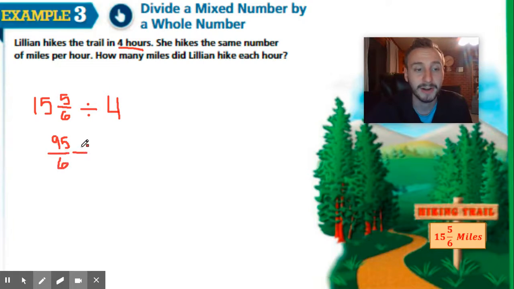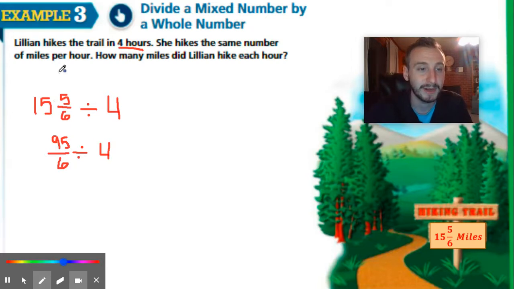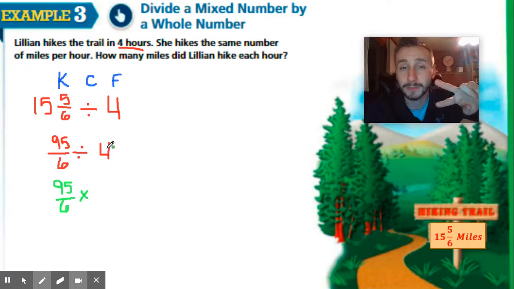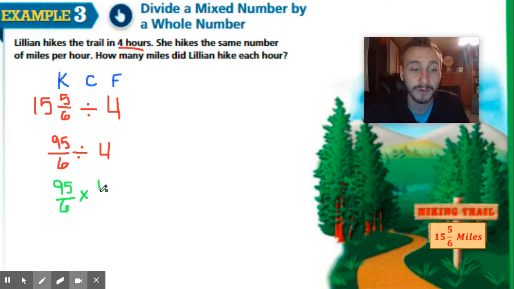So now that we have an improper fraction, we can set up our division problem. Keep, change, flip. So let's write that at the top. We're going to keep this stuff over here the same. We're going to change the division symbol to multiplication, and we're going to flip this 4. So keep 95/6 the same. I'm going to change this to multiplication. And what's the reciprocal of 4? Well, if it's 4 over 1, flip it, it becomes 1 over 4, or 1/4.